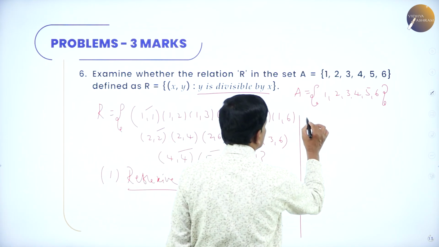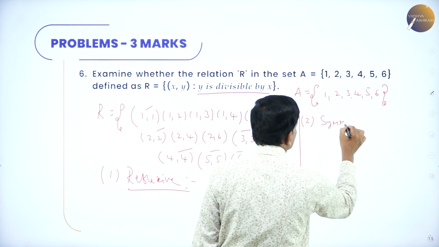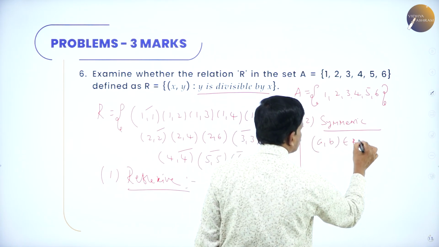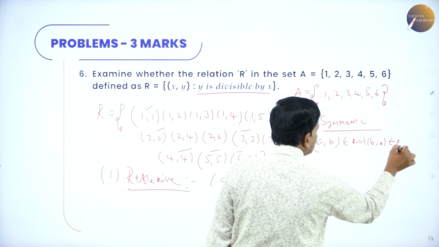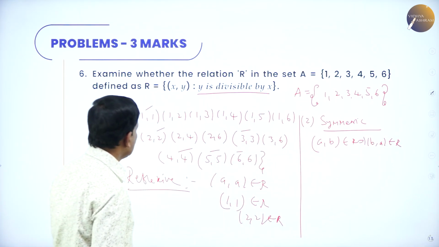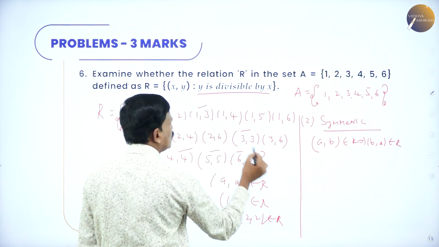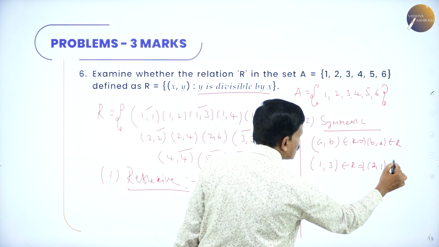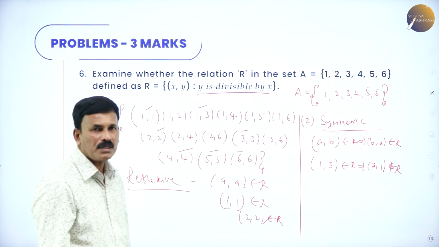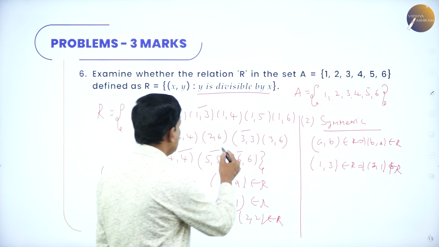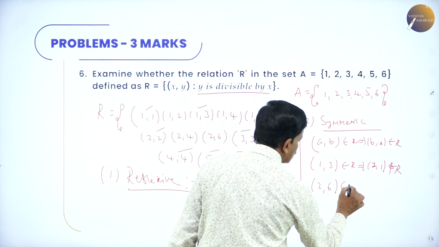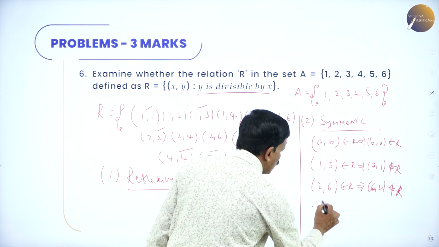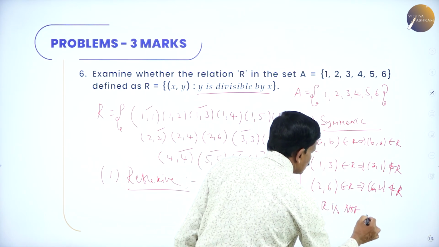Let us come to the second property, symmetric. Whether R is symmetric or not. What is symmetric? For all (a, b) belongs to R implies (b, a) also belongs to R. Now let us take the element (1, 3). (1, 3) belongs to R, but (3, 1) does not belong to R. 1 divides 3, but 3 will not divide 1, right? Similarly, you can take (2, 6). (2, 6) belongs to R, but (6, 2) does not belong to R. What do you say? Therefore, R is not symmetric.